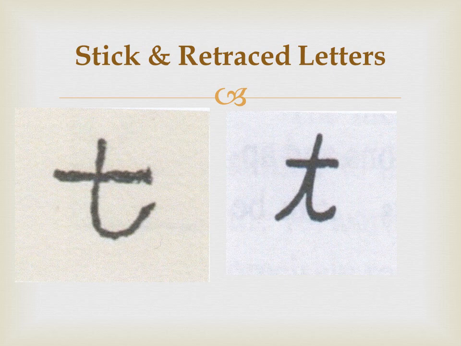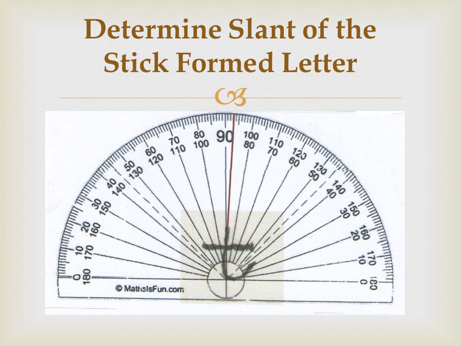The following will illustrate how you would determine the slant of the stick figure and the retraced letter T. In the case of the stick figure T, you place the letter on the bottom line of the protractor, as we did with the letter L, and follow up the T stem, that is the stick portion of the T, to determine the angle of the letter. In this case, the angle is 87 degrees, making this letter a vertical slant.